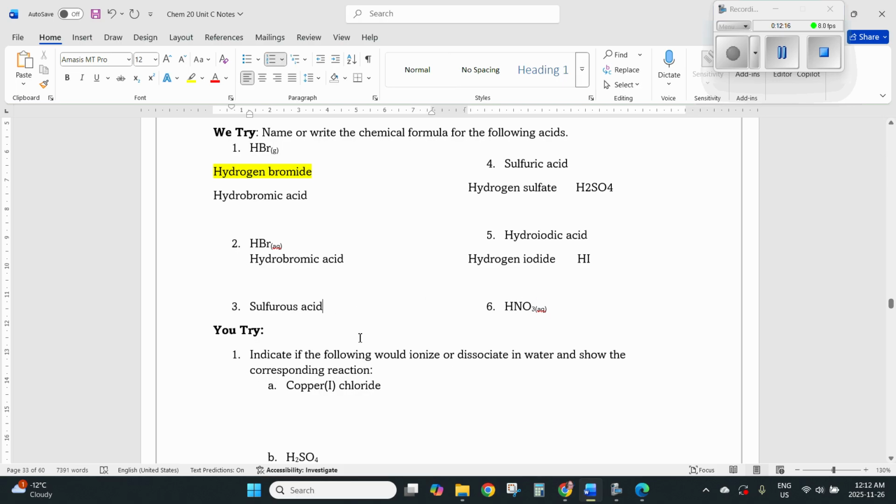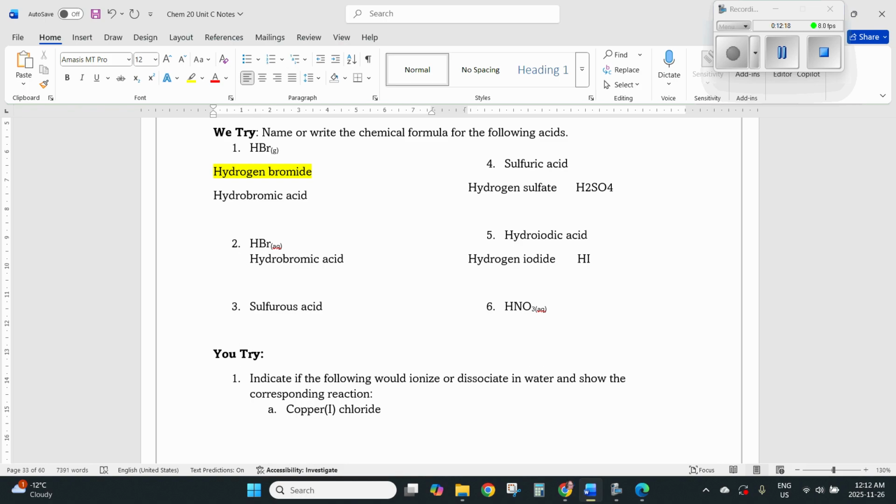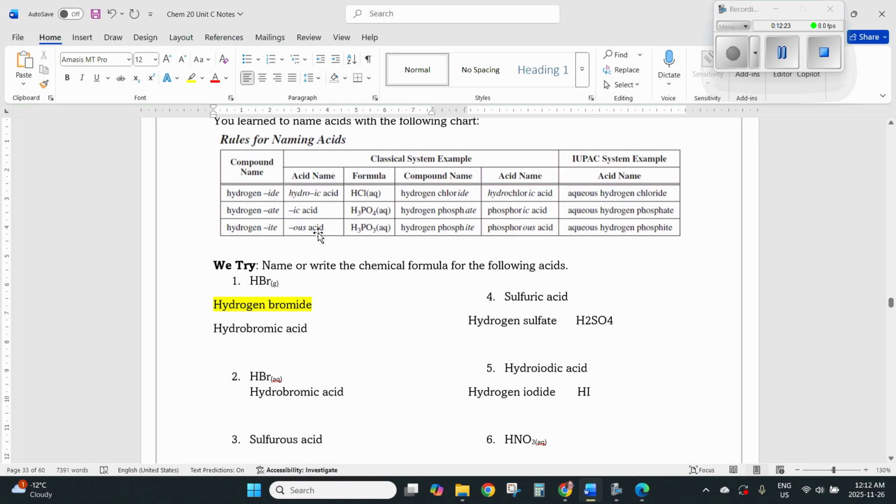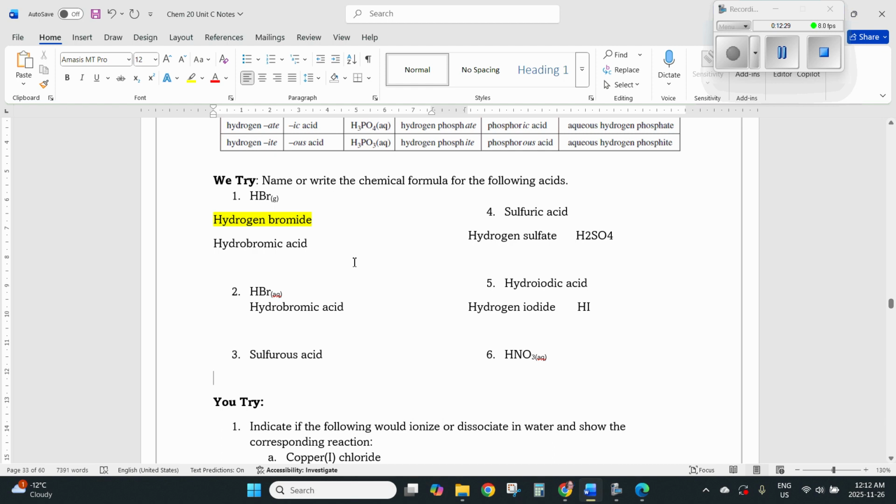Okay, my next one down here, number 3, sulfurous acid. Sulfurous acid looks like number 3 here. So that means I'm going to change the OUS acid to ite. And remember, sulfur and phosphorus are exceptions. So if I sound it out, sulfurous, sulfurite, is there anything sulfurite? No. So get rid of the UR, sulfite.